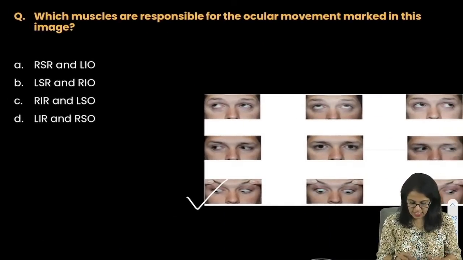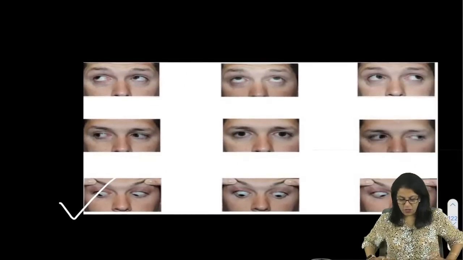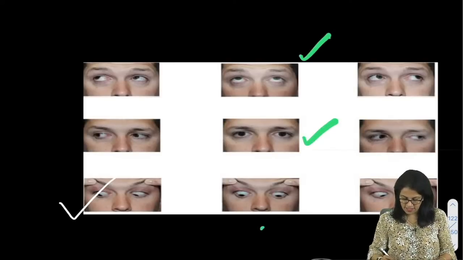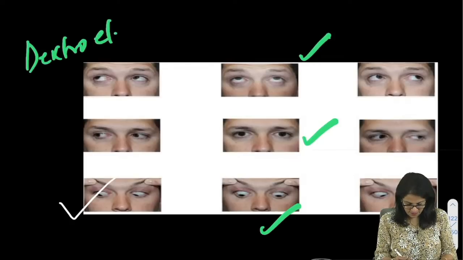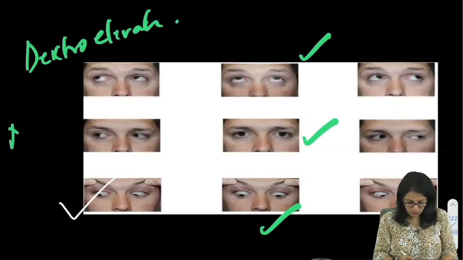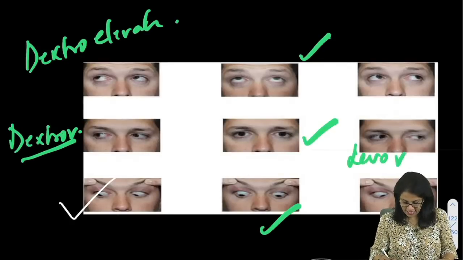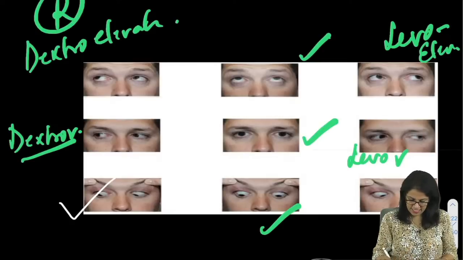Tell me, which muscle is responsible for the ocular movement marked in the image? So this is what you have to answer. What do you see here? These are the 9 gazes, isn't it? When you talk about the 9 gazes, this becomes the primary gaze. What is this? Elevation, depression. What is this? This is her right eye, so this becomes dextroelevation. This is dextroversion, looking straight to the right. This becomes levoversion and this becomes levoelevation. Easy? This is the left side, this is right, this is left.